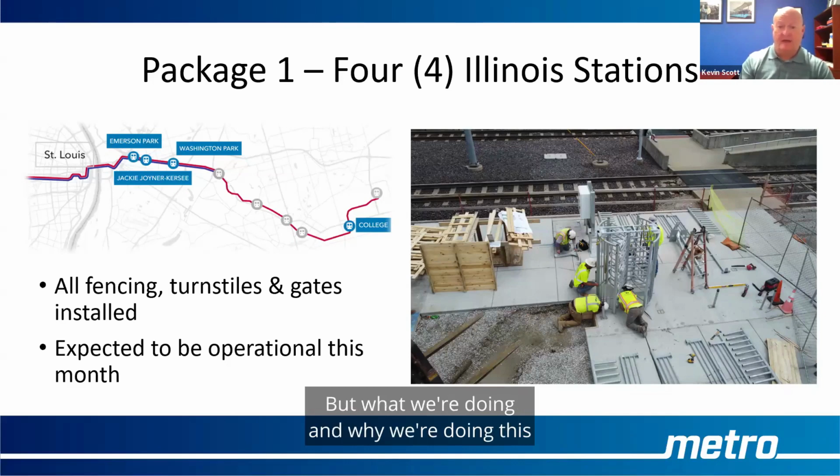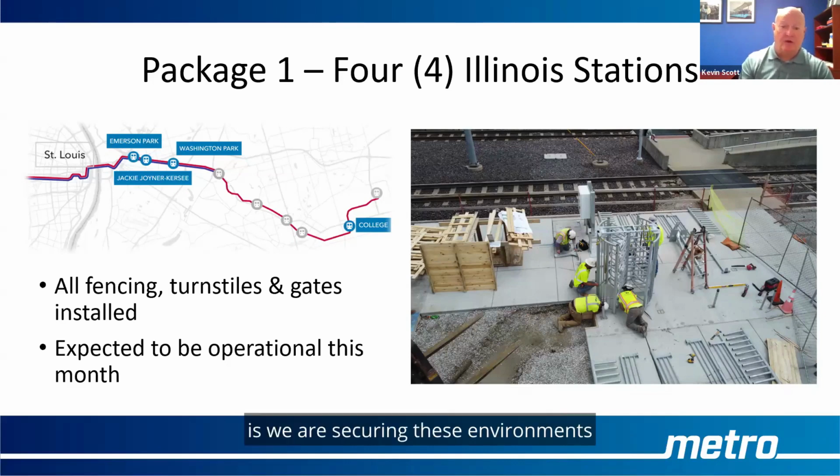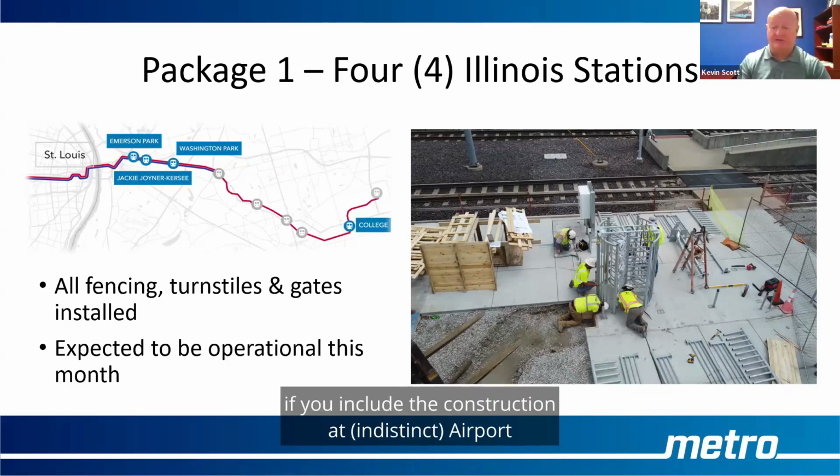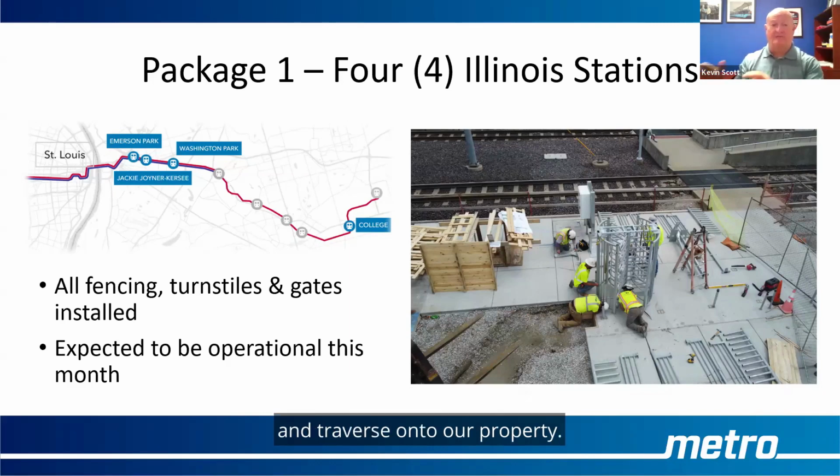and I'll walk you through that in just a moment. But what we're doing and why we're doing this is we are securing these environments on these current 37, which will be 38 platforms if you include the construction at Mid-America Airport relative to the MetroLink extension that's going on. And you will have to produce a valid fare or a pass or whatever that valid media is to access through the gates. There are a lot of things from a security aspect that we deal with that start off of our property and traverse onto our property. We are also trying to create a safer environment on those platforms.